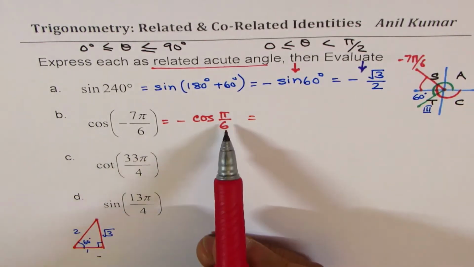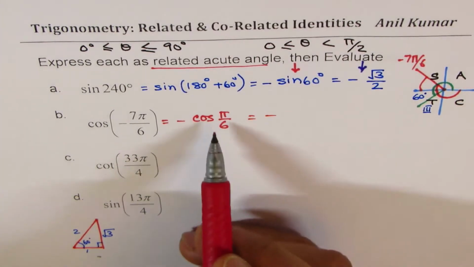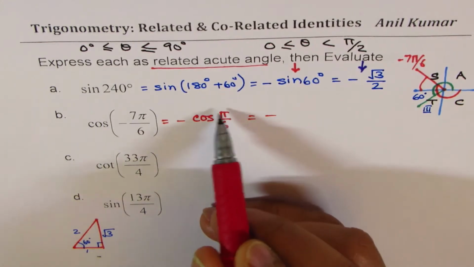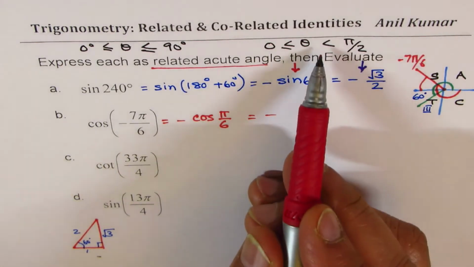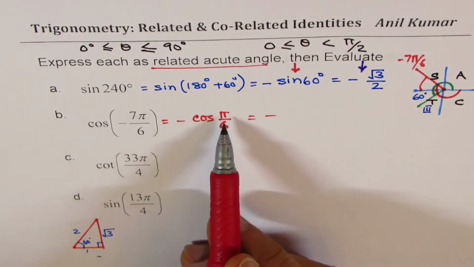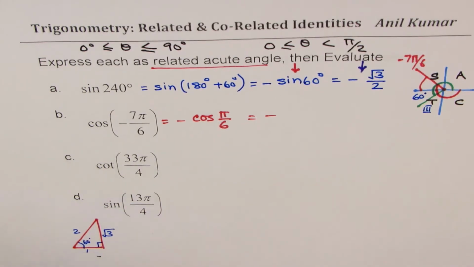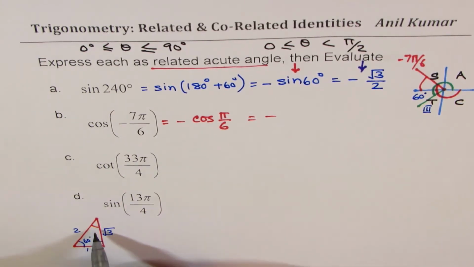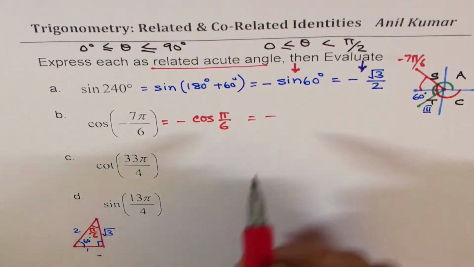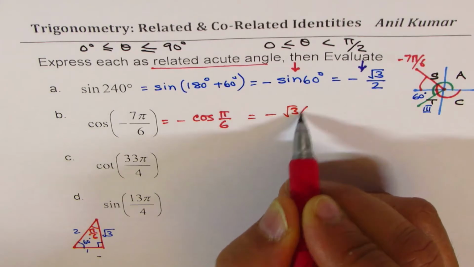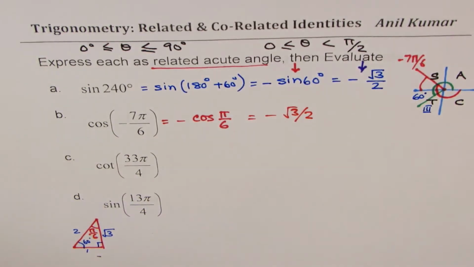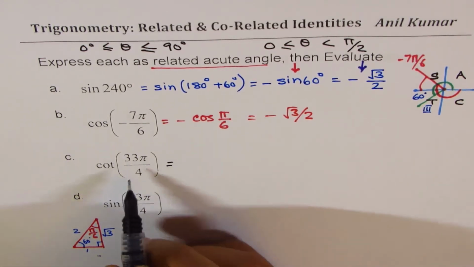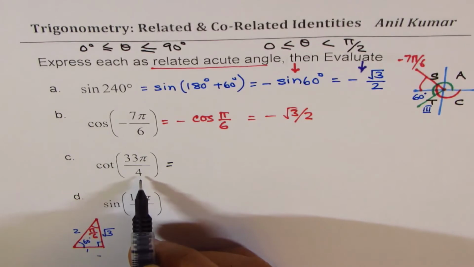Okay. Let's calculate the value. Of course, it is negative; the pi by 6 part is always positive. Acute angle, within 90 degrees, right? Pi by 6 is this angle, right? Pi by 6. So cos is square root 3 over 2. So let me write down negative square root 3 over 2 as our answer. Is that clear? Now let's take up the next one, which is cotangent 33 pi by 4.